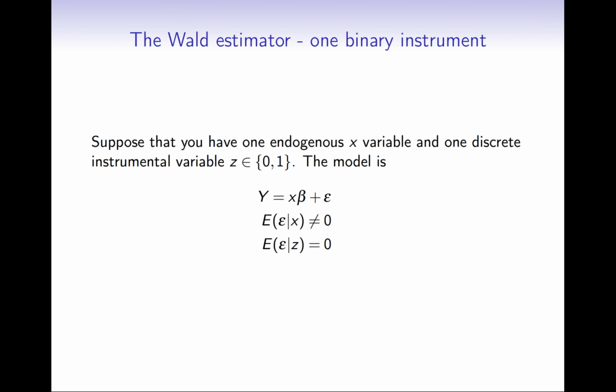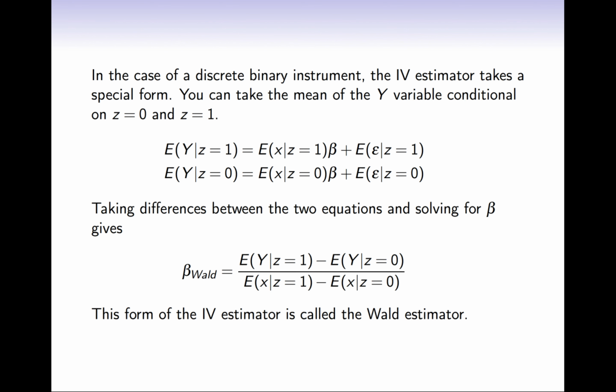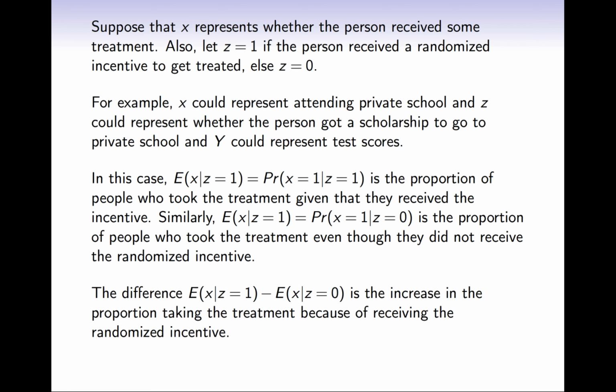And then the Wald estimator is a special case where you have one binary instrument. And then the model takes this very simple form. Okay, and this comes up a lot in like treatment effects estimation where you have some randomized incentive to get the treatment. Okay, so this concludes the lecture on instrumental variables.